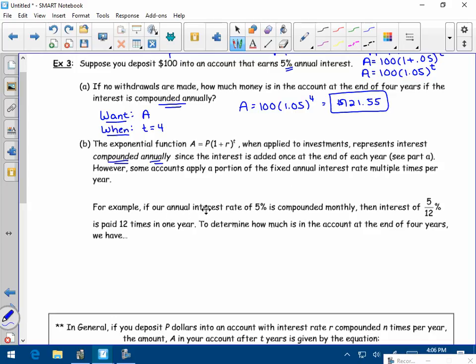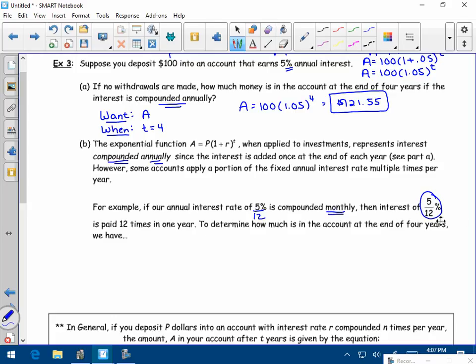So for example, if our annual interest rate is 5% compounded monthly, then how many times per year do you think it's getting added in? Obviously 12, because it's every month. But you're not getting 5% in January and 5% in February and 5% in March. You're getting 5% over the course of the 12 months. So each month you're getting 5 divided by 12 percent. It's dividing up that rate by the number of times that I'm actually adding the interest in. And you're getting that interest rate 12 times in 1 year.